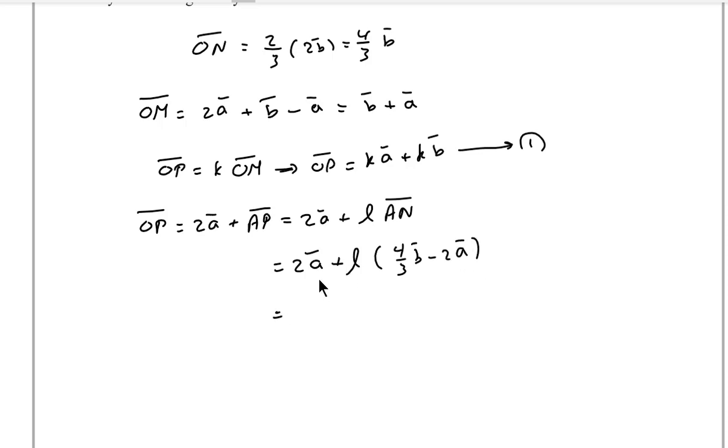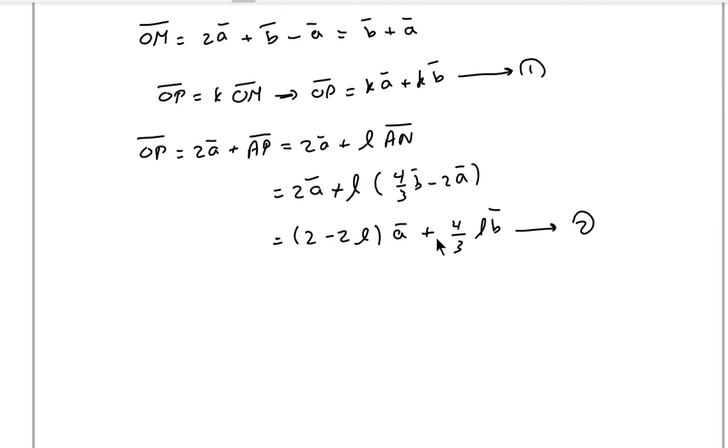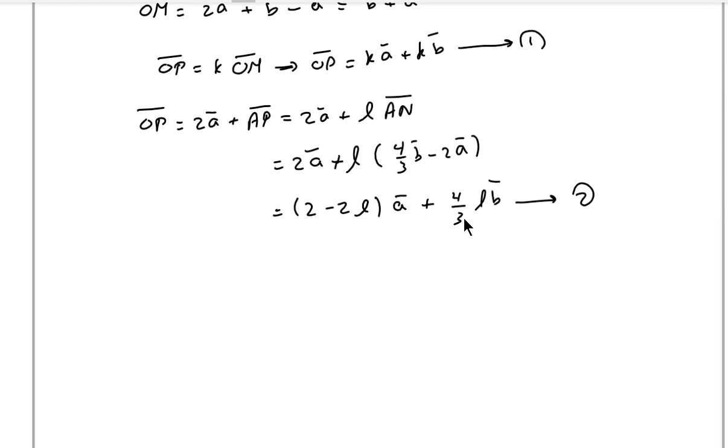I want to take the a vector as a common factor. So I have 2 minus 2L, this is times the a vector, and then plus 4 over 3 L b vector. Now we will call it equation 2, and I will use equations 1 and 2 to get the values of K and L by comparing the coefficients, okay?